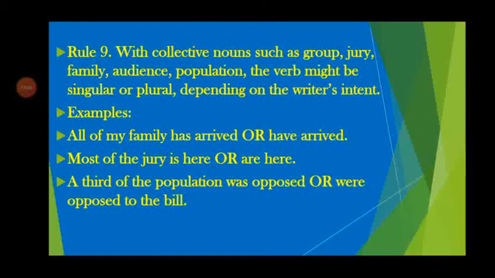Most of the jury is here or are here. Jury, if it is taken as a single unit, you can use it as is here. Then if you want to say that all the members of this jury, or the meaning is to be given, there are can also be used. A third of the population was opposed or were opposed to the bill. There was opposed and were opposed. A third, since it shows a distinction or a difference, we can use in plural form also.